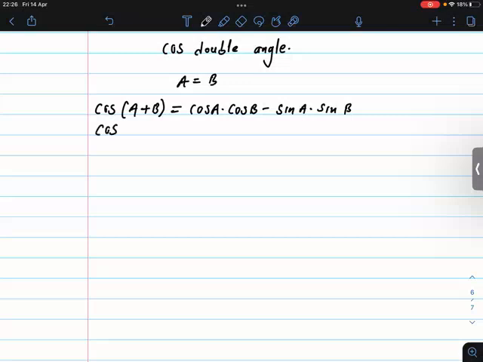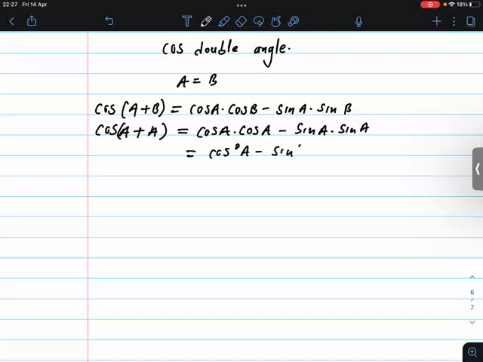So now let's see. We want to have cos of A plus A. Are you happy? And then this becomes cos A cos A, where there's beta we'll put A, minus sine A sine A. What is cos A times cos A? It is cos squared A minus sine squared A. Cos A plus A is cos 2A. Do you see that, guys? Yes, sir.